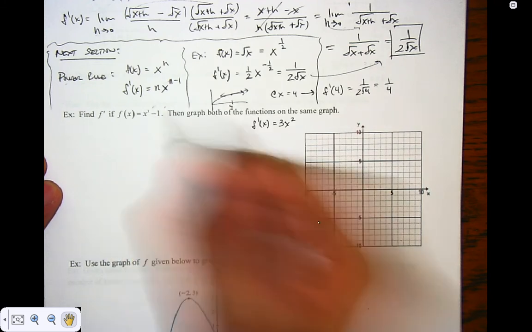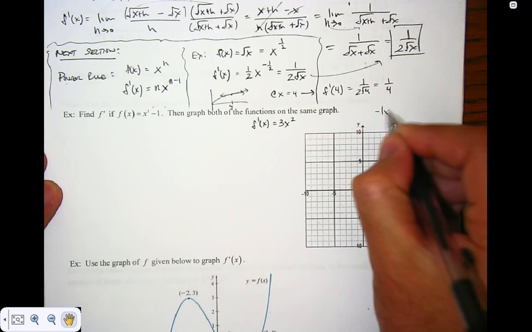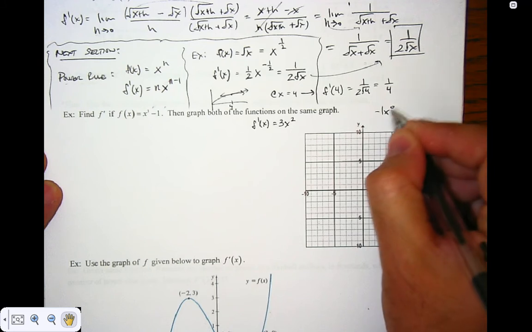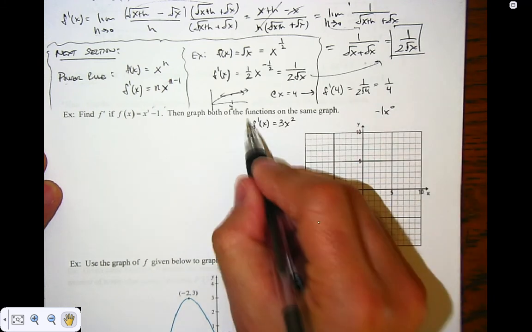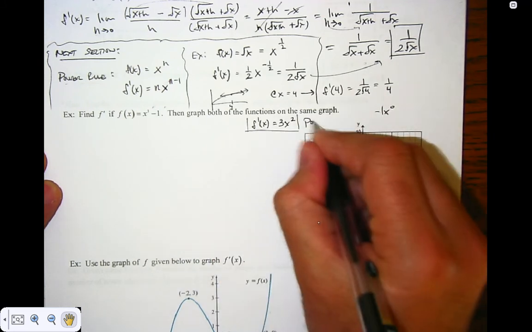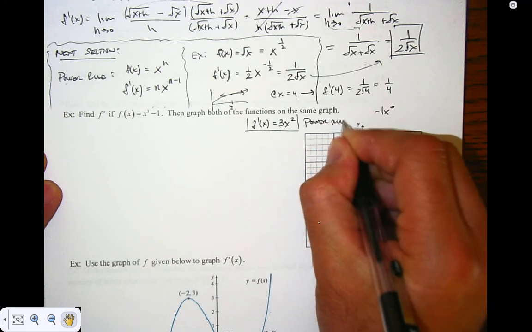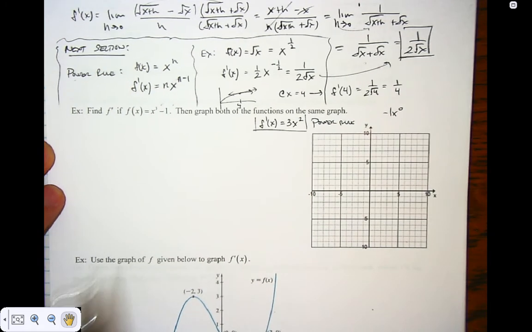But you could think of negative 1 as negative 1x to the 0, right? Because then 0 times that will go away. So either way, we know using the power rule that this is what we should get. Now let's do some nasty algebra to make sure we can do it.